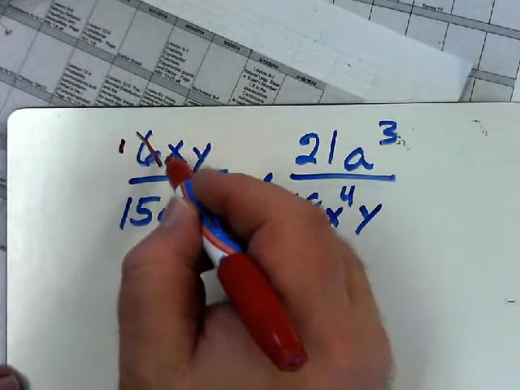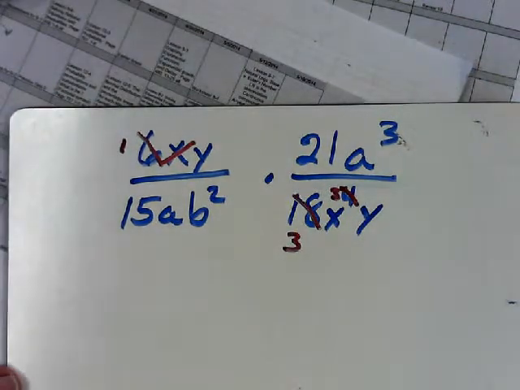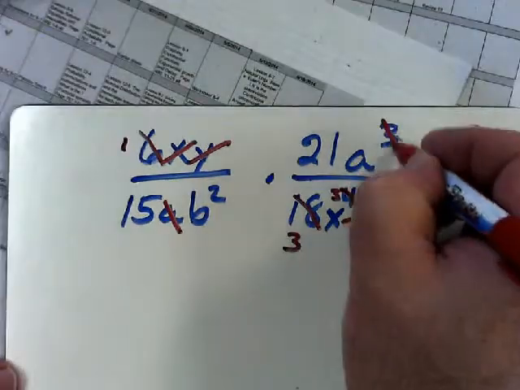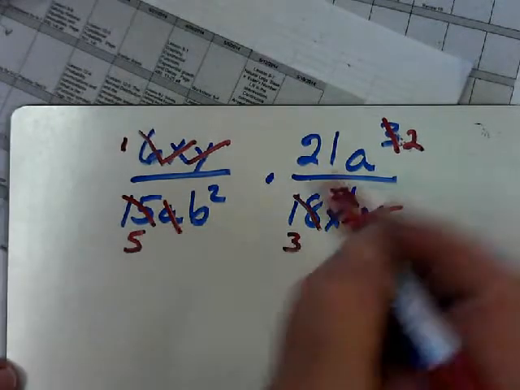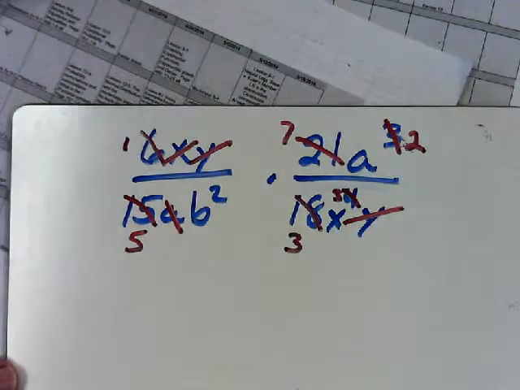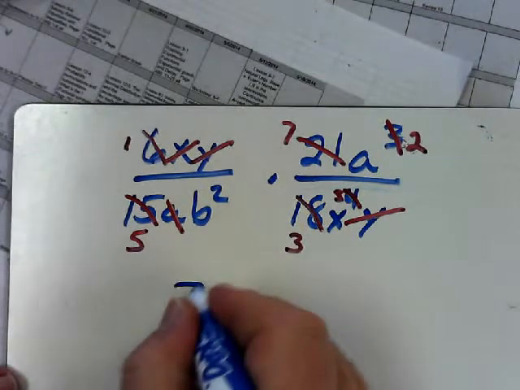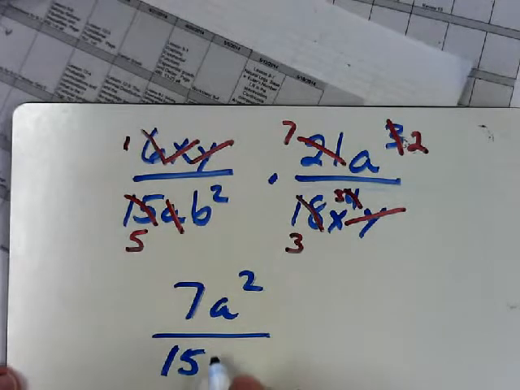Somebody said take out the x here, x to the fifth power, and that 1x here, right? Take out the y. The y's cancel. The a's: one of the a's here, reducing this by 1. And then 3 goes into 15, giving me a 5 and a 7. Anything else? No. 7a squared all over 15b squared x cubed.